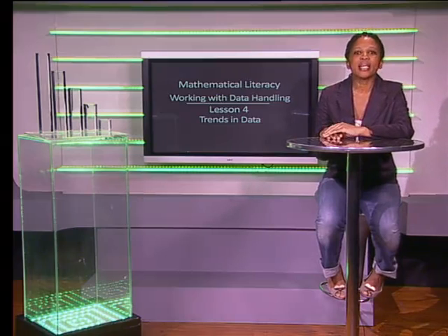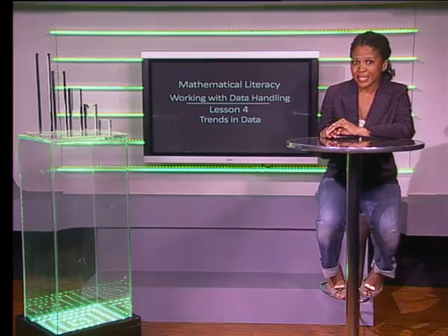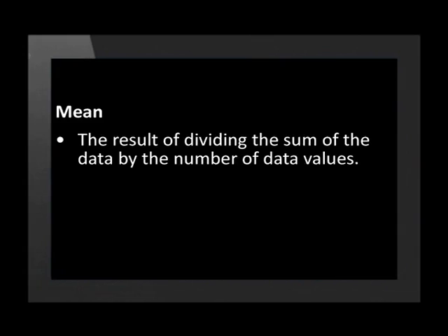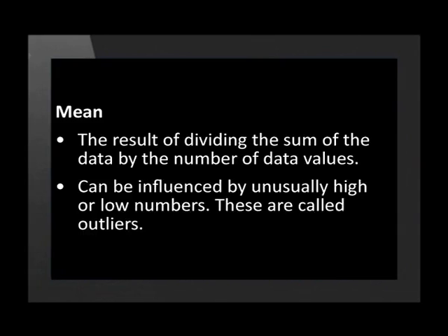We will be examining the mean, median, mode, and range of a set of data. Let's start by revising what these are. The mean is the result of dividing the sum of the data by the number of data values. It can be influenced by unusually high or low numbers.